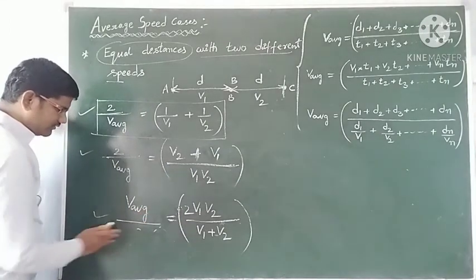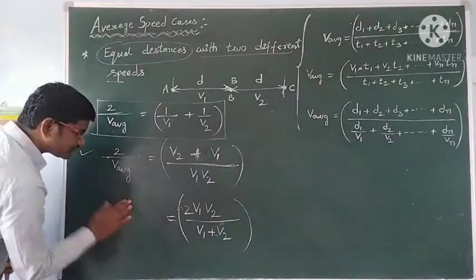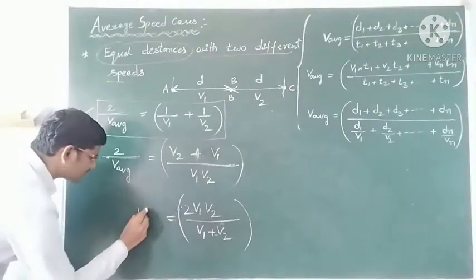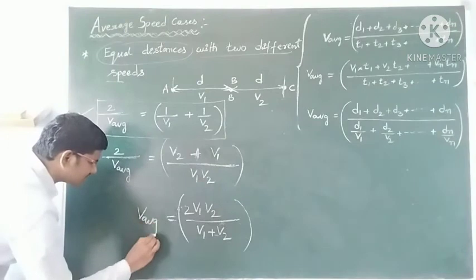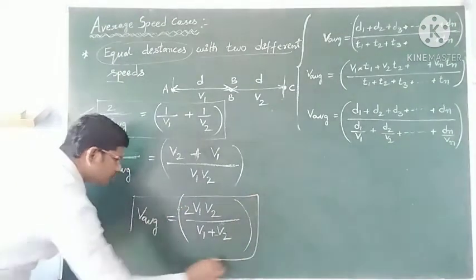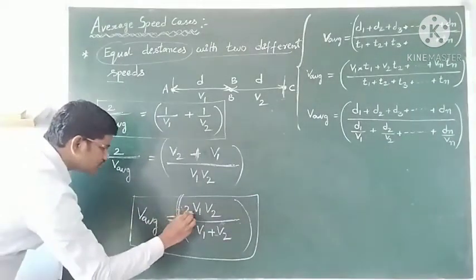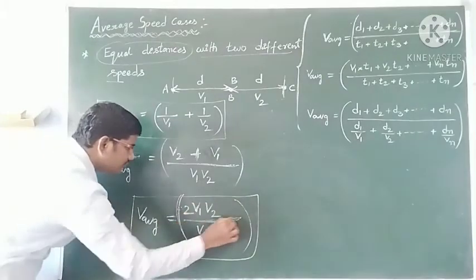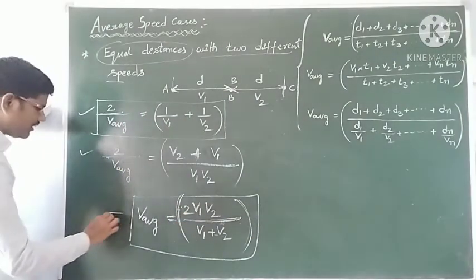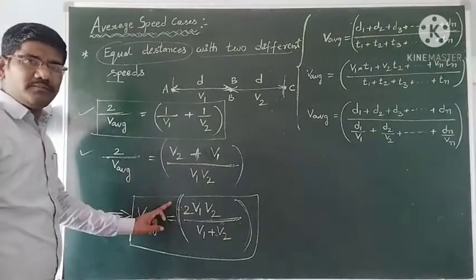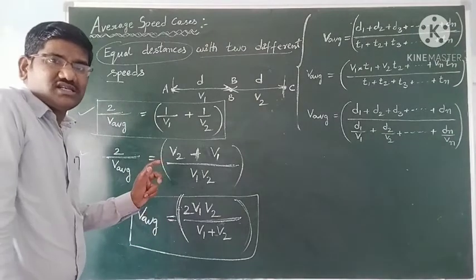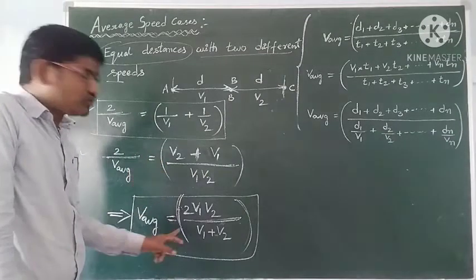So then we will get the average speed formula. V average is equal to 2V1V2 by V1 plus V2. This is the formula we have when equal distances are covered with different speeds, two distances only.